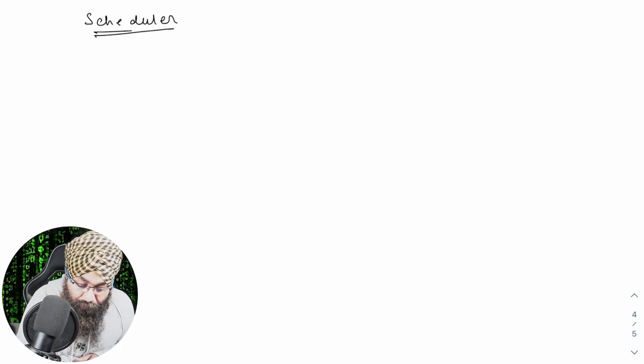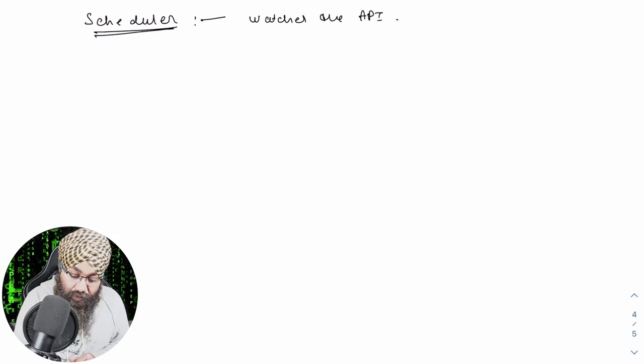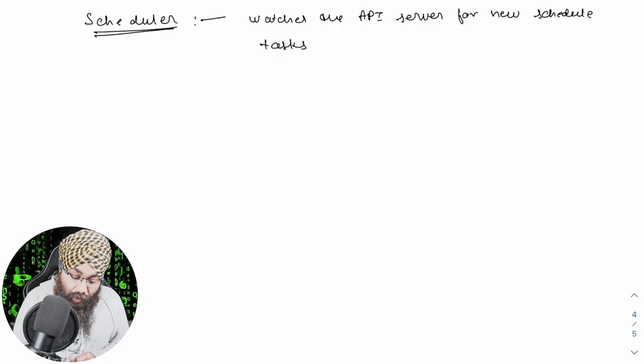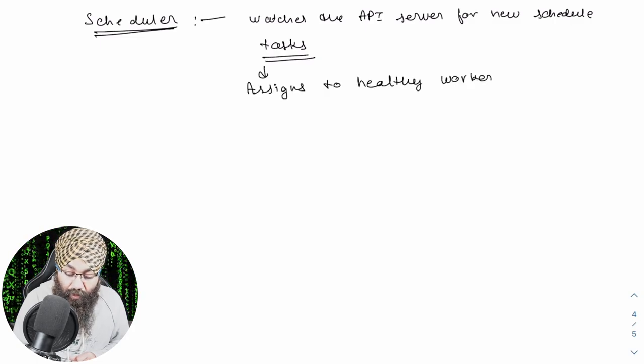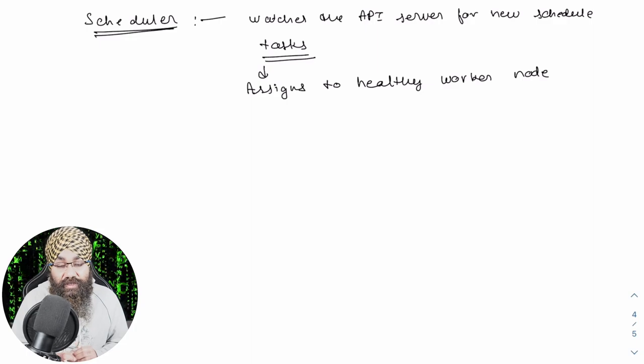Now let's talk about the fourth service in the control panel, which is the scheduler. Basically, it watches the API server for new scheduled tasks. And if there is a task, then it assigns the task to a healthy worker node. As we already said, there can be a smaller number of control panel nodes and more worker nodes which will actually run the job. Suppose we have many worker nodes available, then how will the scheduler decide to which worker node it should assign this task? In this case, the scheduler follows a pointing system. It assigns points to all the worker nodes based on various factors, and whichever node has the highest points is assigned the task. On what basis does the scheduler assign points to the worker nodes?